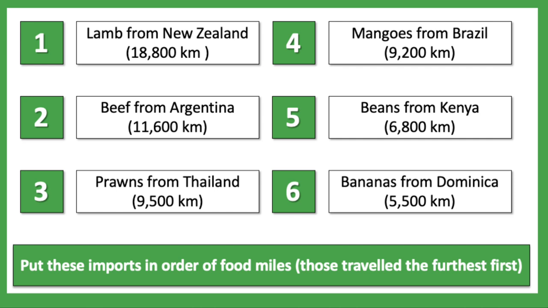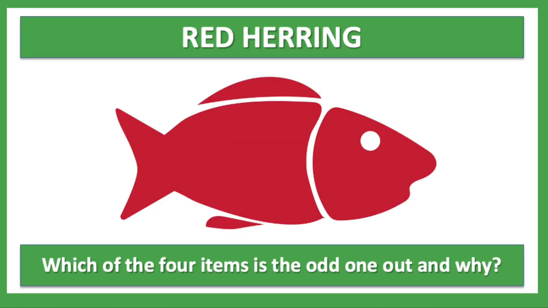Okay, and there are all sorts of issues with food miles, obviously, particularly the amount of CO2 that is emitted if you are bringing in products from thousands of miles away. Right, we're going to move on to a red herring round this time. So you are going to see four items. You have to decide what's the odd one out and why. And we've got three of these to complete.